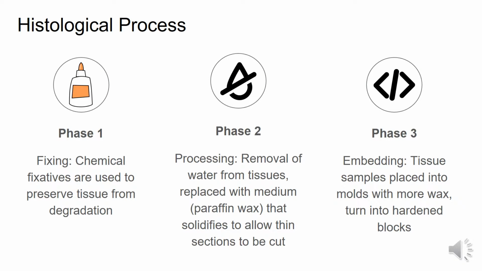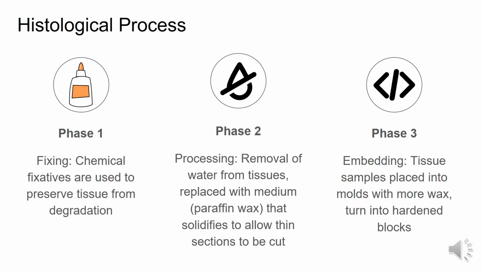First, after the particular sample has been isolated, it is treated with chemical fixatives, like aqueous formaldehyde, which preserve the tissue from degradation. These chemicals aid in cross-linking proteins for stability, denaturing enzymes that could degrade the sample, and sterilizing the sample from any bacterial infection.